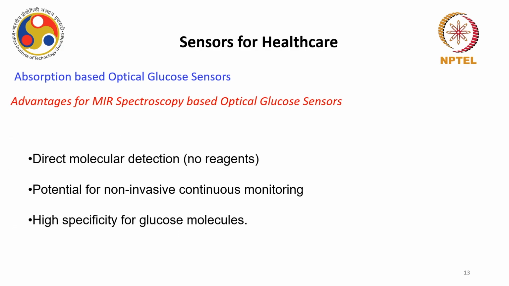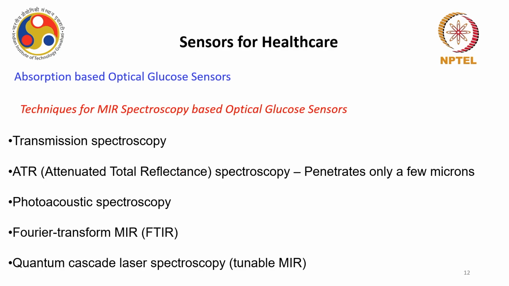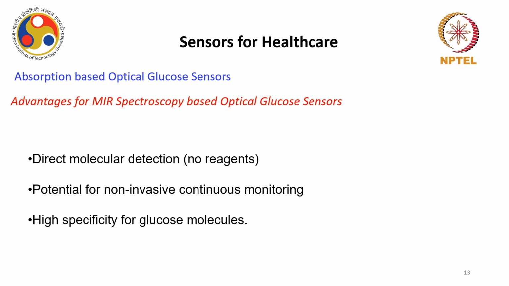There are a number of advantages of this MIR spectroscopy. Of course, please note that it's very difficult to discuss all this spectroscopy in detail, but in one course or another, you will definitely come across it. The same thing can be applied for the detection of glucose molecule. The advantage of MIR spectroscopy is that you can have direct molecular detection. There are no specific reagents involved, including catalysts or enzymes. You do not need any external reagent.